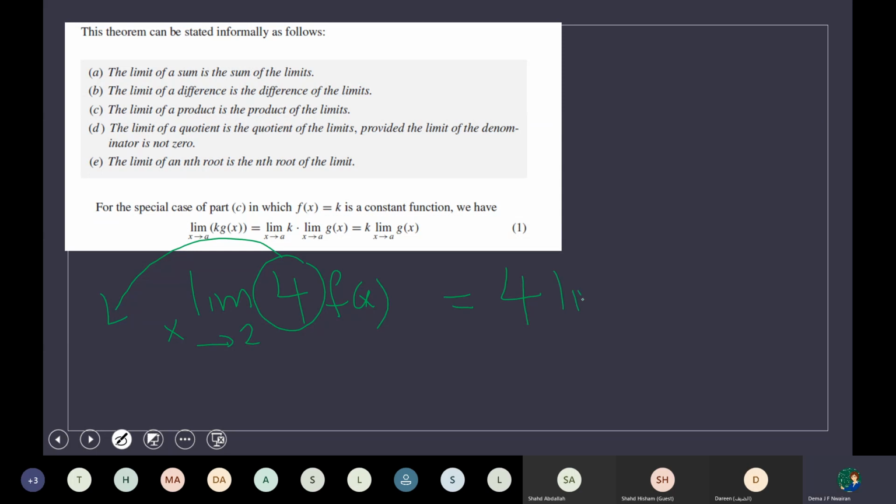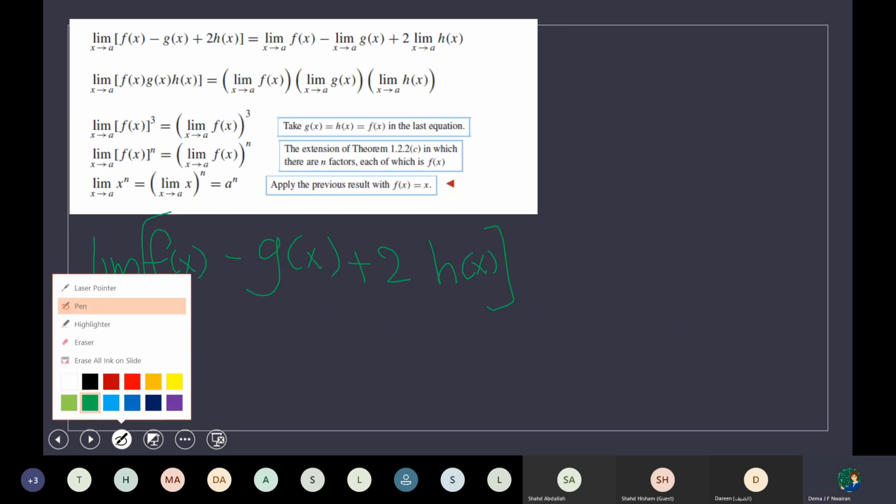Then you would say the limit of f of x when x approaches 2. If you see a limit of a function multiplied by a constant, you can drop the constant outside the limit. Then it will be 4 times the limit of f of x. So back here, let's continue.